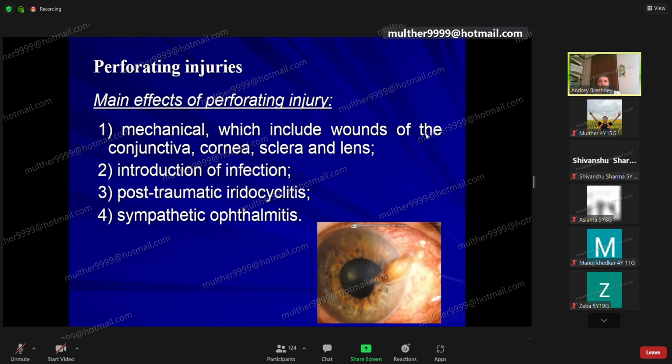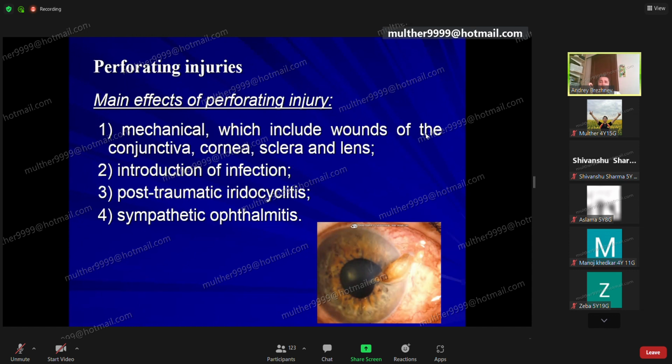The main effects of perforating injury are mechanical trauma, which include wounds of the conjunctiva and cornea, uncomplicated or complicated, which are associated with prolapse of the iris or other structures. For example, here in this picture, you see prolapse of the iris through the wound out of the eyeball. It's a very, very severe complication. Sometimes lens matter and even vitreous loss through the same wound. Damage of sclera and lens.